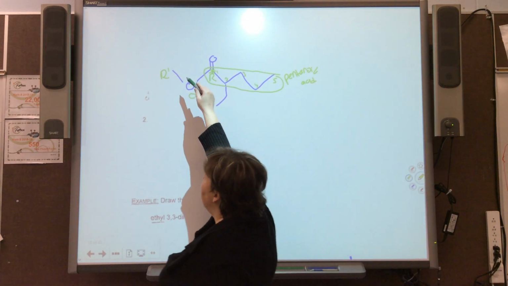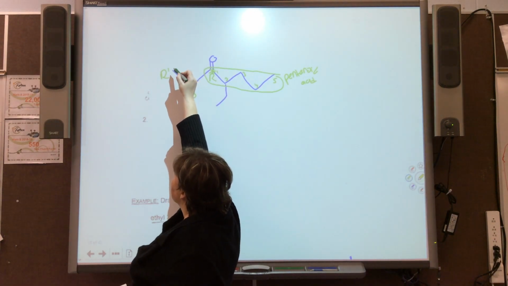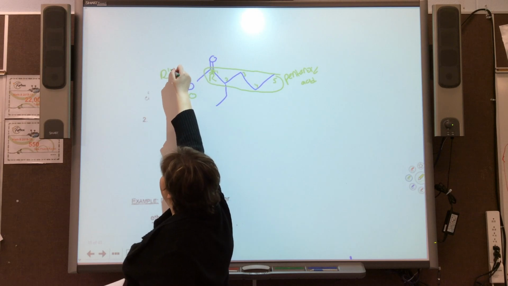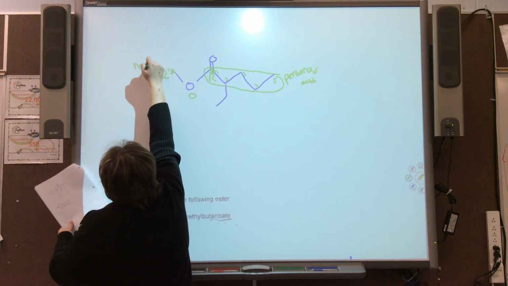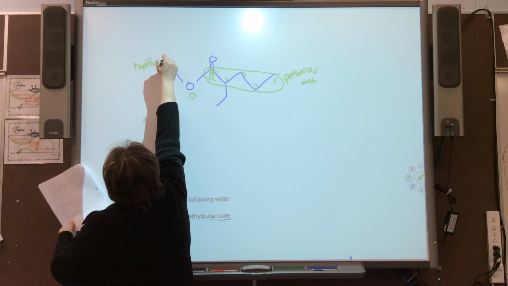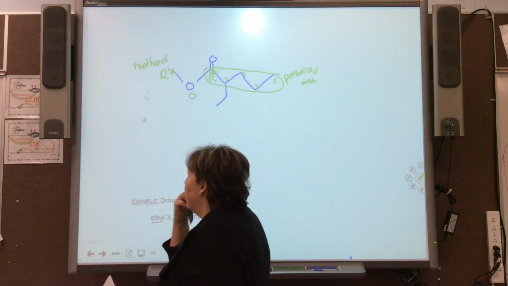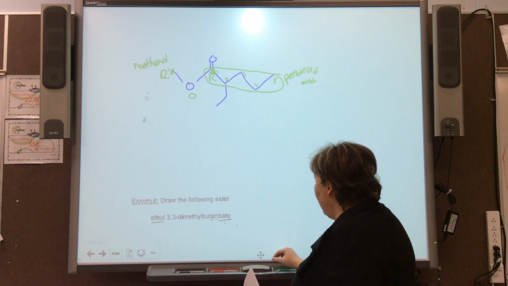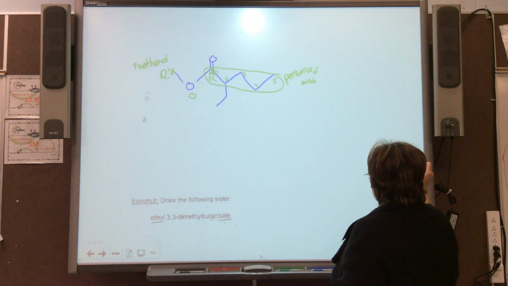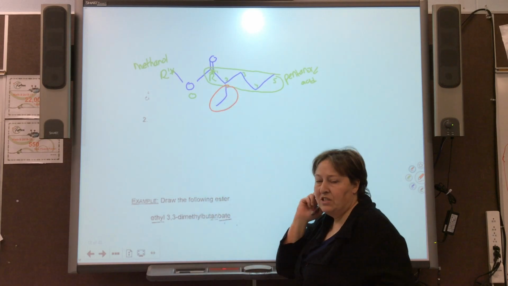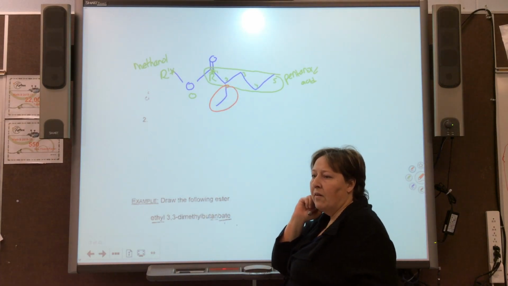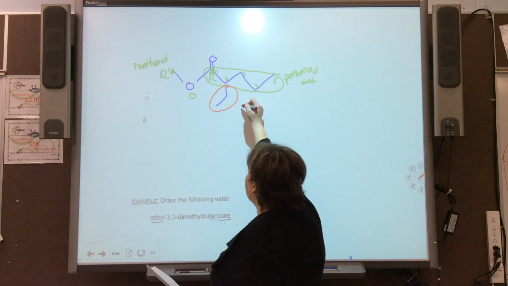So then this group is what? How many carbons? 1. Just the 1 right there. This is our alcohol group, right? So this is methanol. Right? And we see that we have 1 side chain. What do we call that side chain? Ethyl.